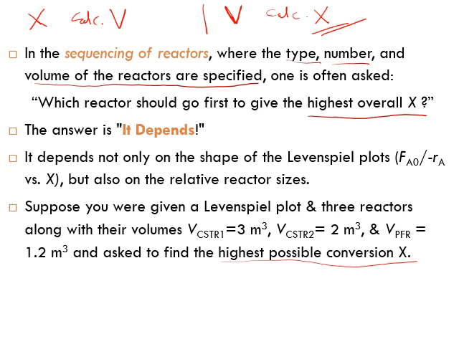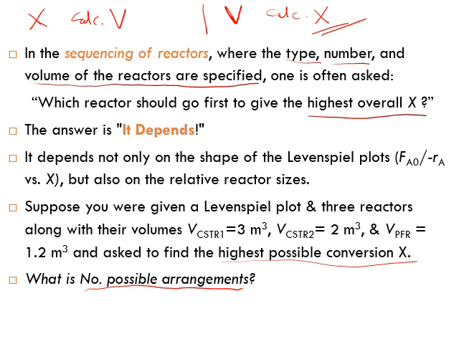Or, think with me, CSTR 2 and then CSTR 1 and then plug flow reactor, or plug flow reactor and then CSTR 2, CSTR 1. So see, you have lots of options. So let's talk about the number of possible arrangements.